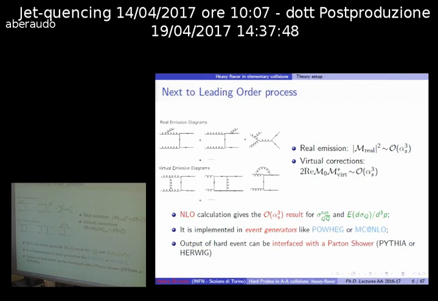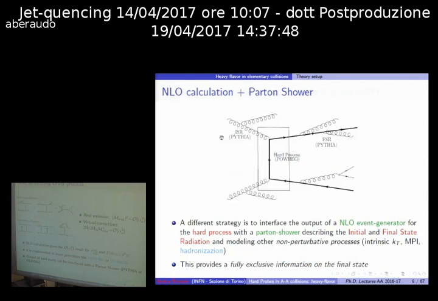particle inclusive spectrum. A calculation of this kind can also be implemented in an event generator like POWHEG or MC@NLO, which really produce a list of hard events. And as I show here, you can also interface the result of this event generator for the hard event with a parton shower.